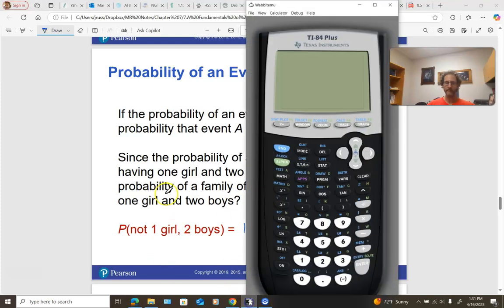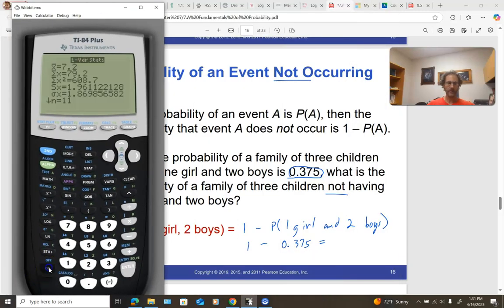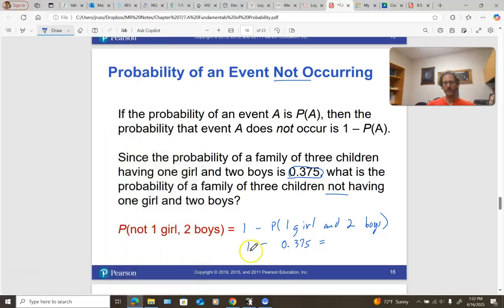So hopefully this makes sense intuitively. You know, if I tell you that you have a 60% chance of passing the exam, then intuitively you know that the other 40% must be the probability that you will not pass the exam. But this is literally what you're doing. Well, I actually know this. I don't need a calculator.